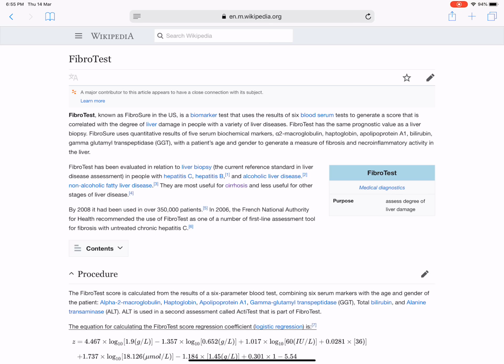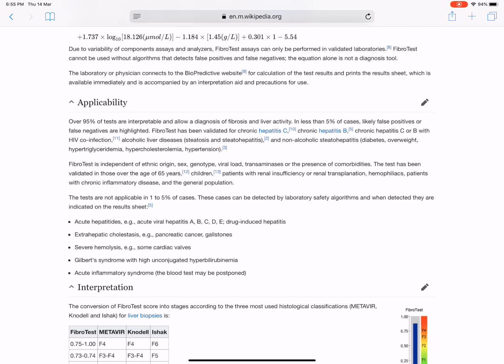The equation for calculating the FibroTest score, a logistic regression, is Z equals 4.467 multiplied by log alpha-2 macroglobulin (g/L), minus 1.357 multiplied by log haptoglobin (g/L), plus 1.017 multiplied by log GGT (IU/L), plus 0.0281 multiplied by age, plus 1.737 multiplied by log bilirubin (micromol/L), minus 1.184 multiplied by apolipoprotein A1 (g/L), plus 0.301 multiplied by sex, minus 5.54.